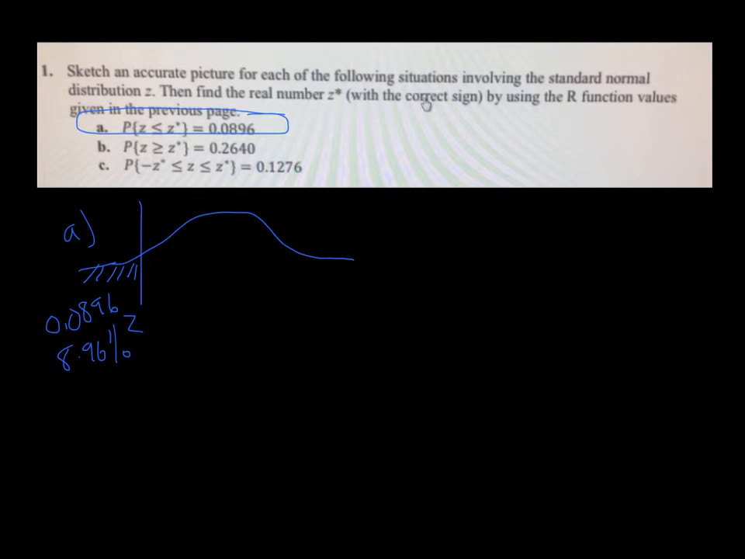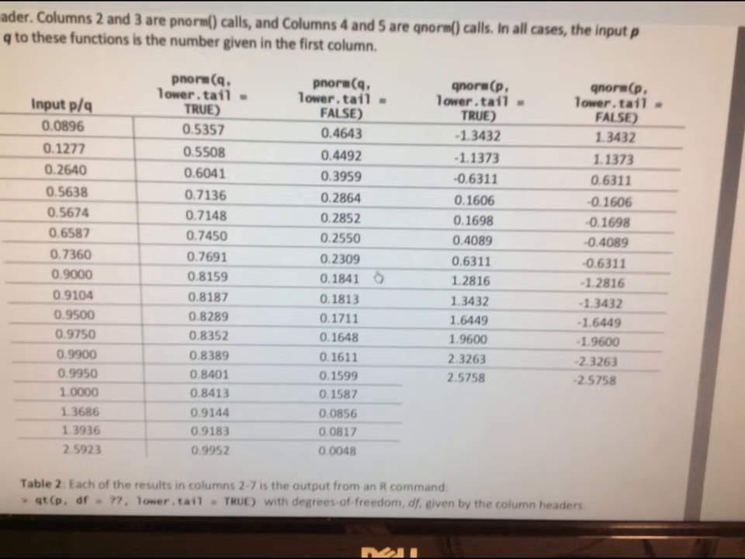So according to the instructions in your question, it's asking you to find the real number Z star with the correct sign by using the R function values given in the previous page. So let's have a look at that. I'm assuming that this is what they're referring to, and I can see that the 0.0896 is listed in the chart there. One of the difficulties that I'm having is that I don't know R very well at all.